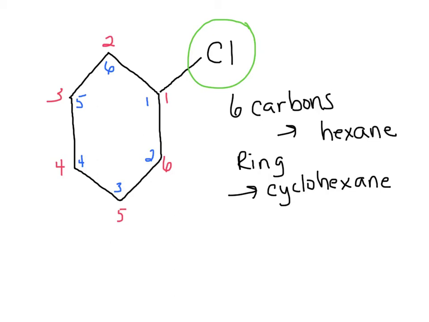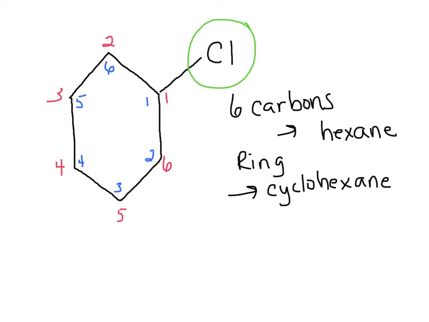But for this case, because I only have one single substituent group, it's always going to be on carbon 1. It can never be anywhere else because I must start counting on the ring where a substituent is. And if there's only one, then I have to start counting there. Therefore, I don't actually have to include that one in my name.